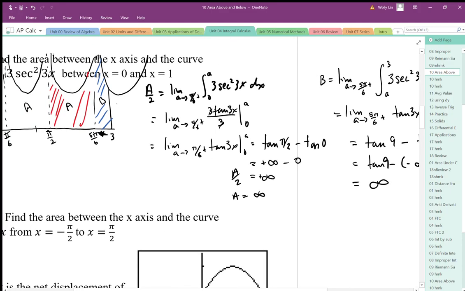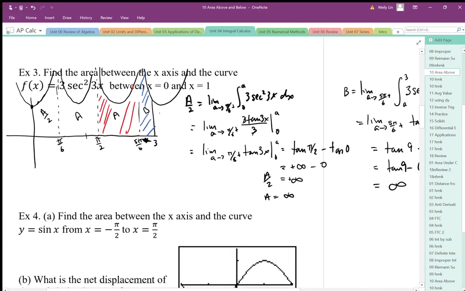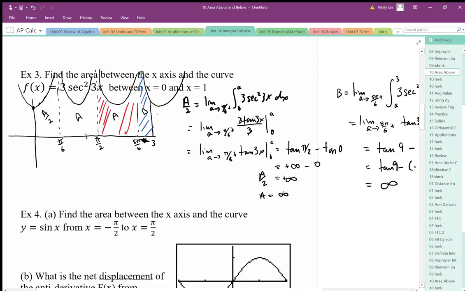So that example there actually really wasn't the best example because we really didn't see areas above and below the curve, but that's actually a very good practice for dealing with improper integrals.